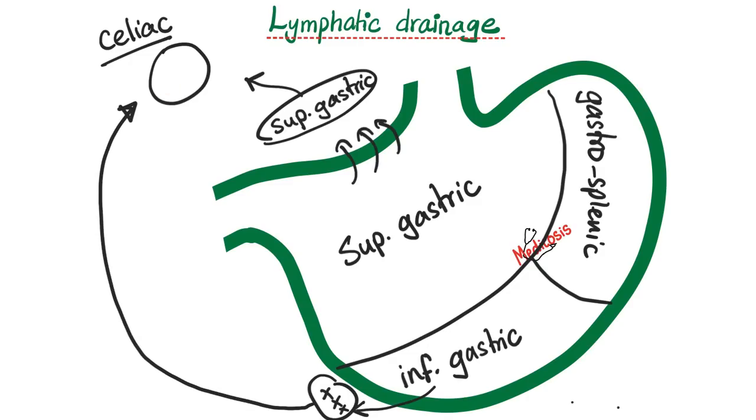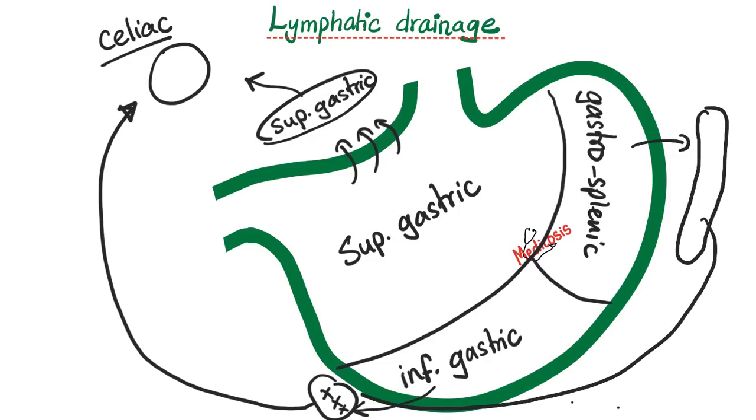That's amazing. Next, the gastrosplenic area will drain to the pancreatico-splenic lymph nodes. And the pancreatico-splenic lymph nodes will eventually drain to, you guessed it, the celiac group of lymph nodes, which are closely related to the aorta, which makes sense because the stomach is part of the foregut, therefore celiac at the end of the day.